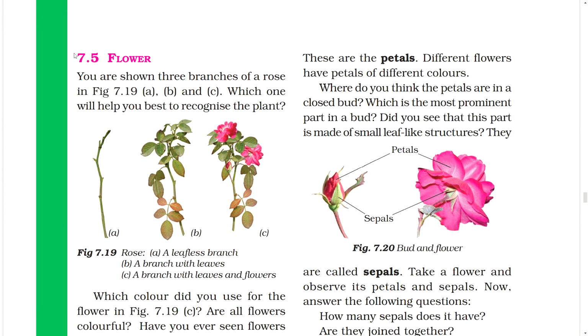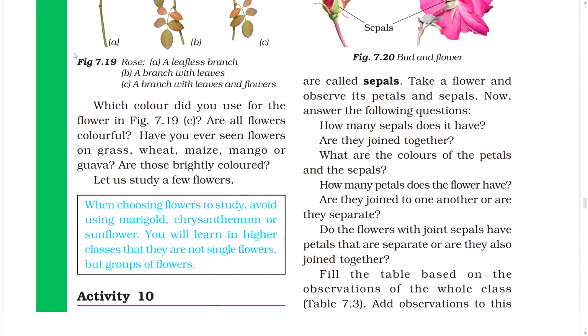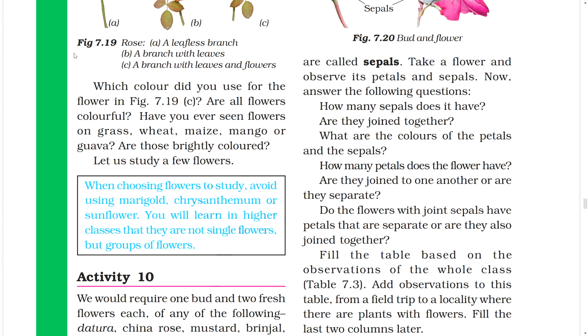7.5 Flower. You are shown three branches of a rose in figures A, B and C. Which one will help you best to recognize the plant? Figure. Rose. A, a leafless branch. B, a branch with leaves. C, a branch with leaves and flowers. Which color did you use for the flower in figure C?